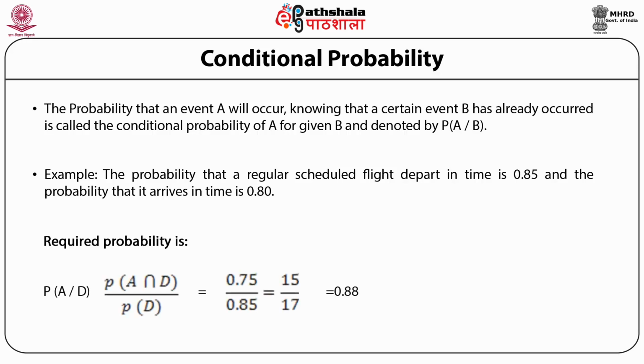The required probability that a plane arrives in time is the probability of A given that D, the plane departed on time. The probability of A given D is the probability of A intersection D divided by the probability of D. That is a way to solve this question.